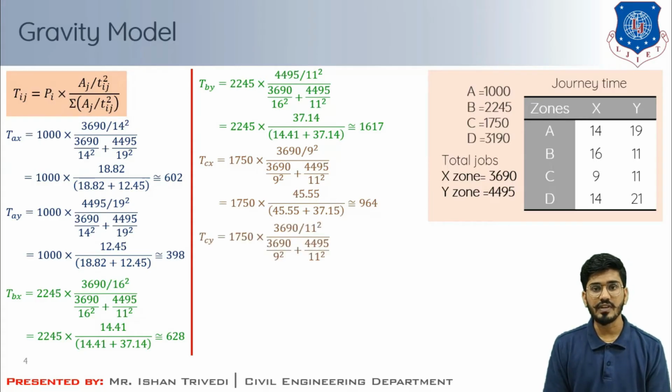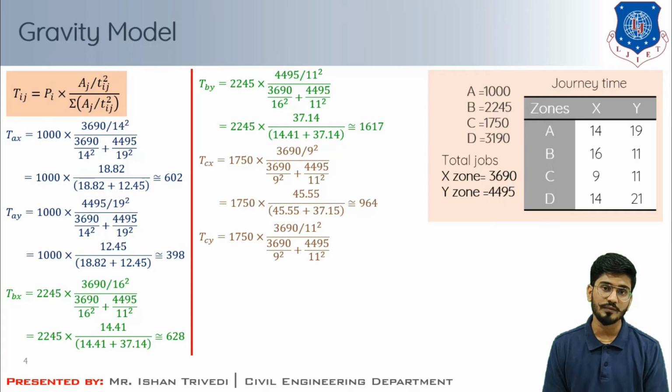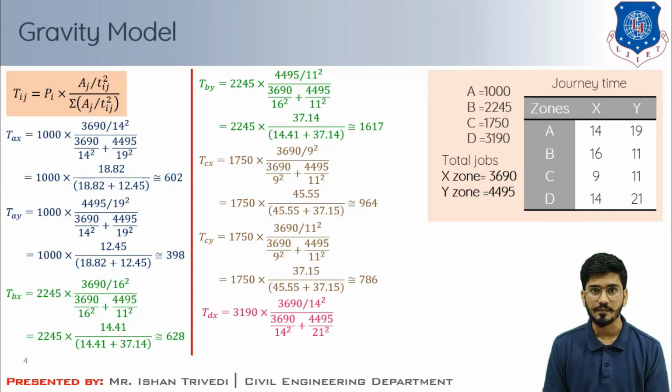Similarly for CY, we have the total number of trips again, that is 1750, and for Y zone we have the total number of jobs, that is 4495, and the total time between C to Y is 11 minutes. I've just put those values in and the answer is 786.